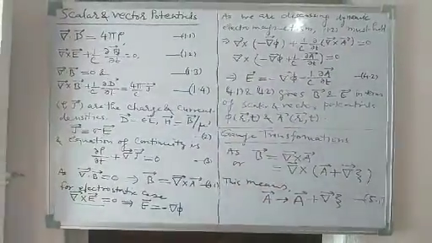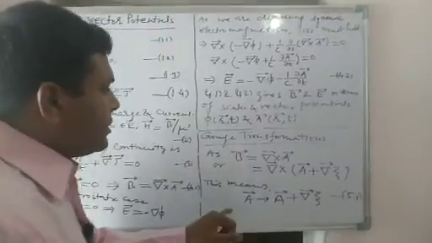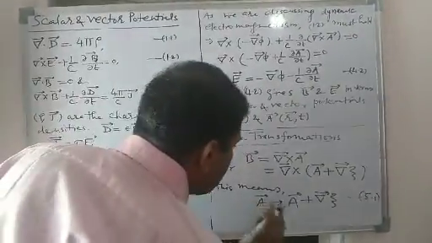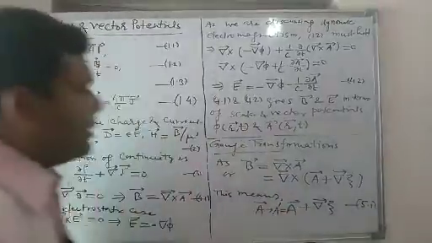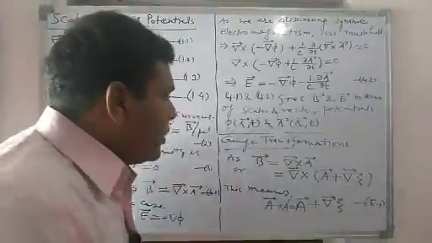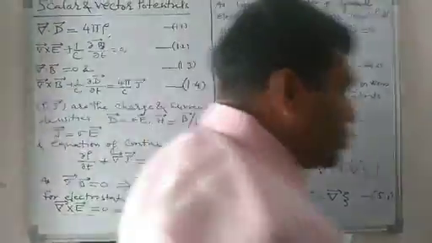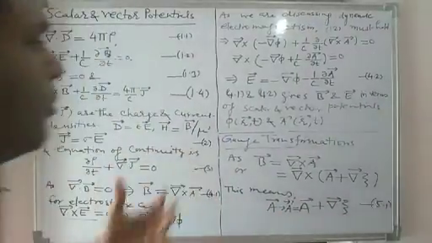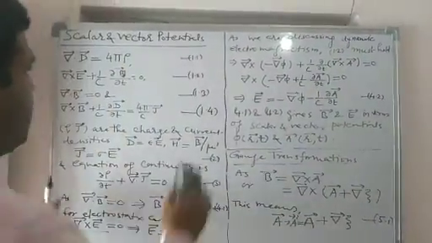So instead of writing A, we could write that A goes to A prime, that is A plus the gradient of xi. Now because A could move to A prime, phi should also get corrected, so that the Maxwell's equations remain unchanged.